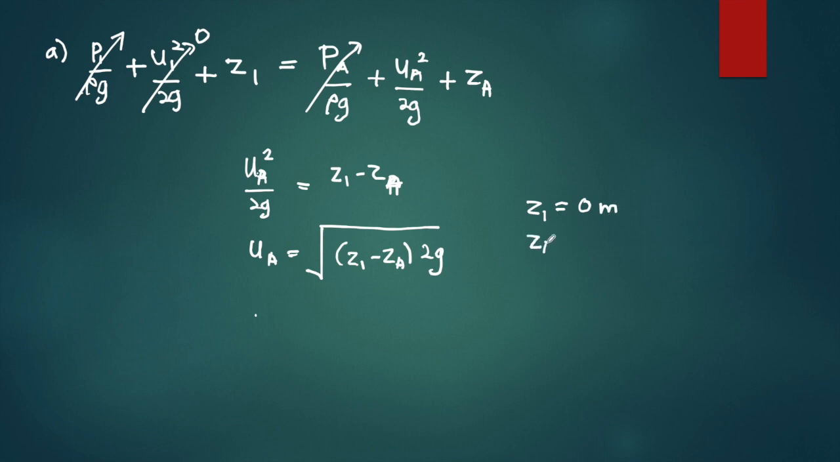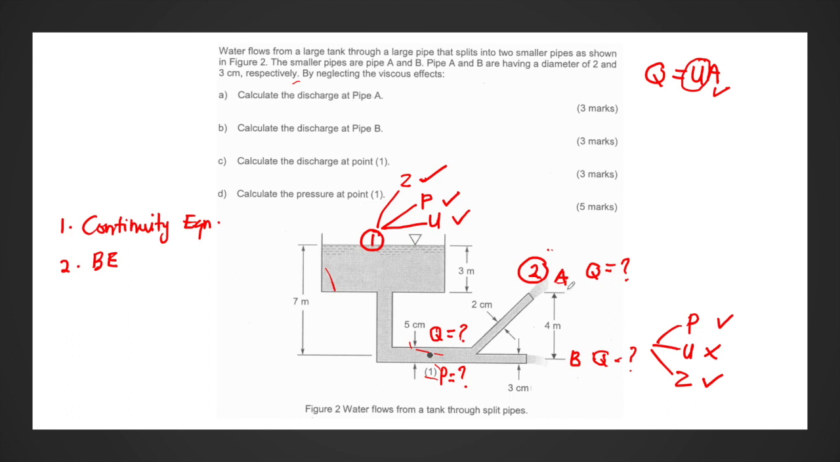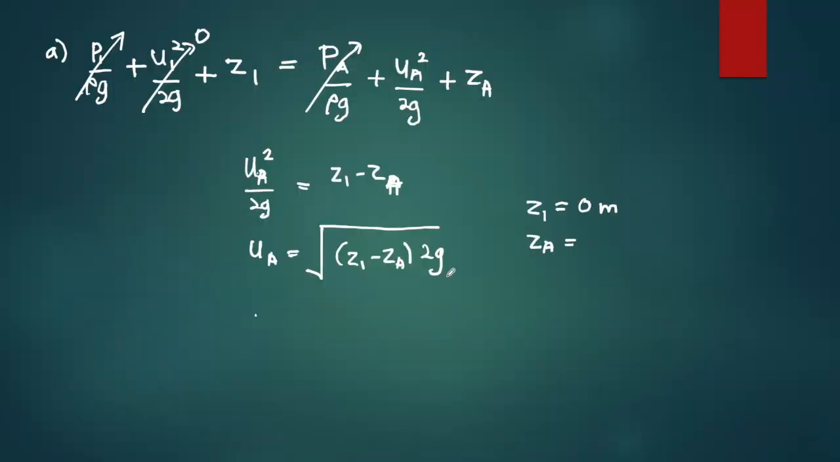So ZA, take a look at here, ZA, point number 2, is below point number 1. 3 meter below point number 1. Point number 2, 3 meter below point number 1. Therefore, we have to substitute negative 3 meter. Negative 3 meter in your equation. So, substitute your value.